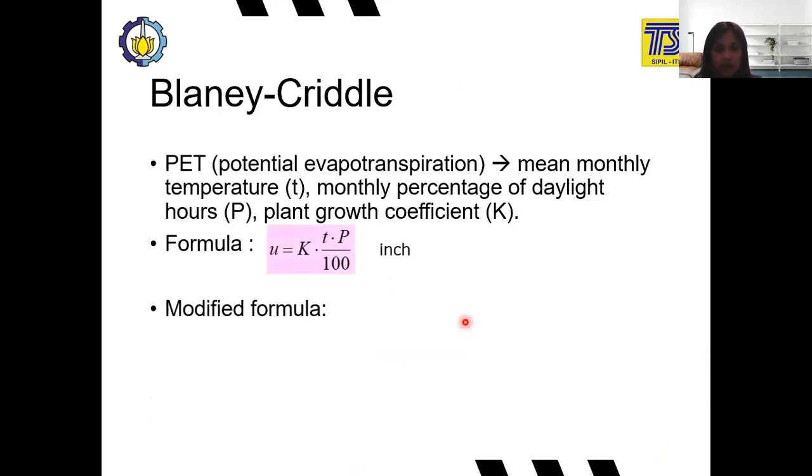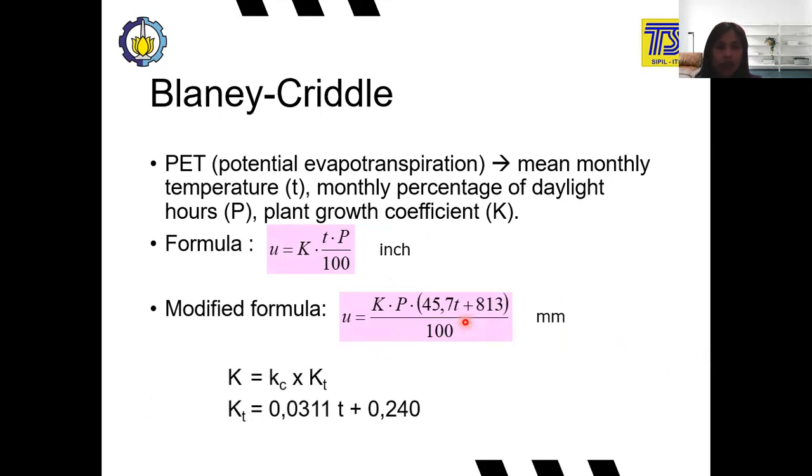In this class, we will only talk about two methods, which are the Blaney-Criddle and Penman methods, because these two are the most commonly used. So we will only talk about these two in this class. But if you want to look for other methods, you can look for them by yourself using the literature. As you know, today we can look for other things easily using Google. So if you want to know the other methods or the other equations, feel free to do so.